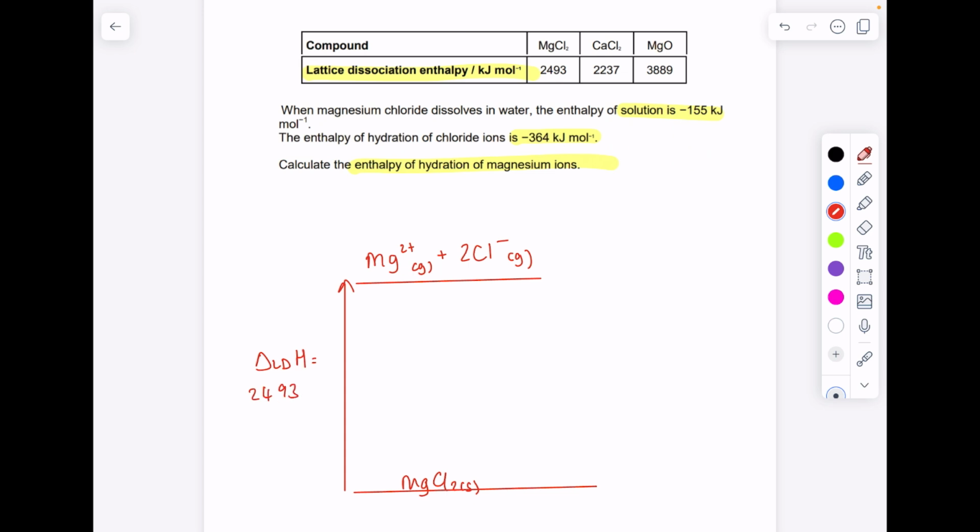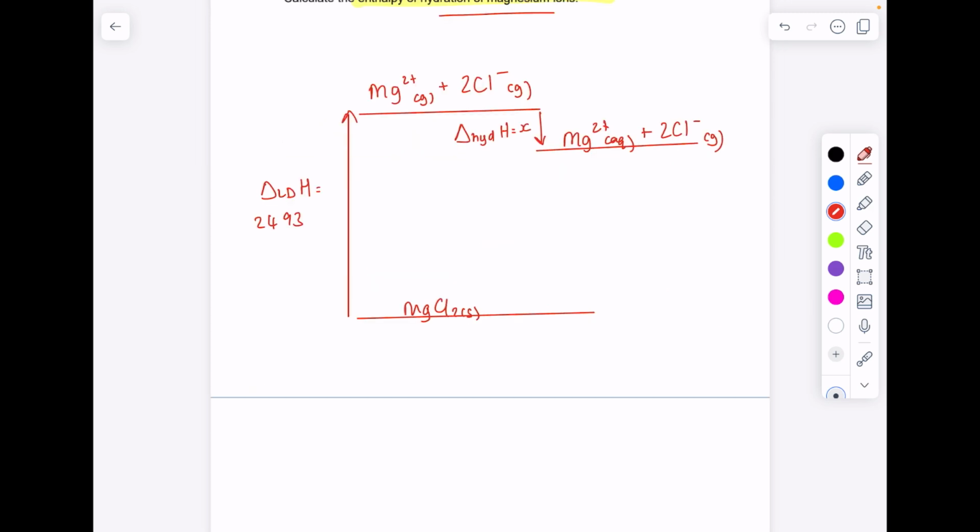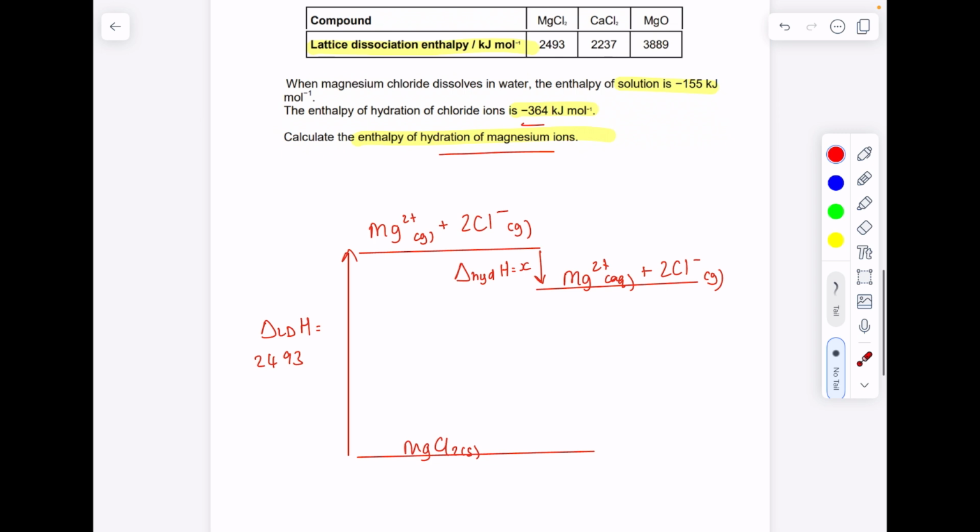Now we need to get the magnesium ions and chloride ions into aqueous solutions. So let's start with the magnesium. We only change one thing at a time. Get that labelled. That will be your enthalpy of hydration. And that's actually our X value here. That's what we're being asked to find. Now, I know automatically you probably want to hydrate your chloride ions and turn them into aqueous ions, but just be a little bit careful here.